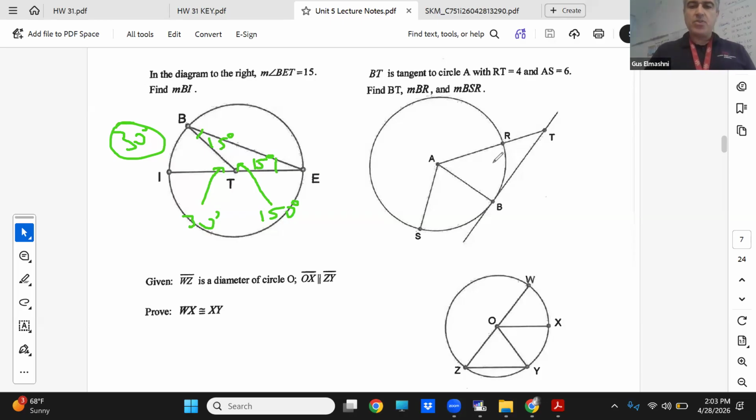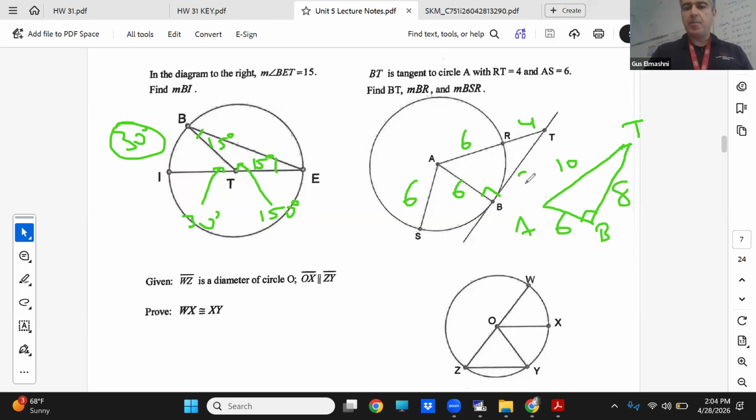Okay, next up. If you have a tangent, what do we know automatically? Perpendicular, very good. So that's 90. RT is, of course, 4. AS, of course, is 6. But if AS is 6, what's AR? 6 as well. So if that's 10, then ATB has a hypotenuse of 10. What else do we know? That's correct. So how long is TB then? 8, using the Pythagorean theorem. So BT is 8. Easy.